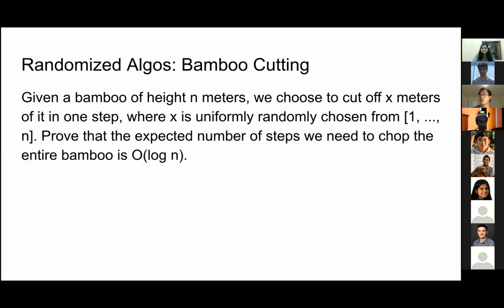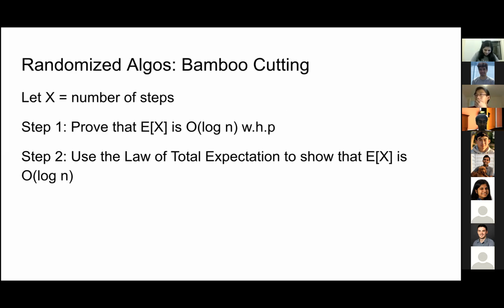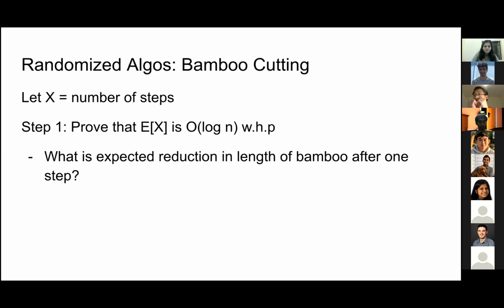Yeah, thanks, Stephen. Cool. All right, so let's start with the first step. We want to show the expected value of x is O of log n with high probability. Like we did in class with quick select analysis, let's reason about the expected reduction in the length of the bamboo stick after one step. And then we can figure out what the expected length of the bamboo stick would be after some number of rounds k.